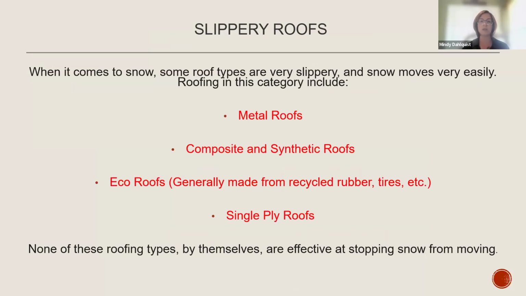So when it comes to snow, some slippery roofs are just going to allow that snow to slide off much more quickly. Those roofs are going to be like metal roofs, composite and synthetic roofs, eco roofs, and single ply roofs. These roofs alone are not going to be effective at stopping snow from moving at all. I would probably also add something like concrete roof tiles, those types of things in here. They honestly are very, very slippery.